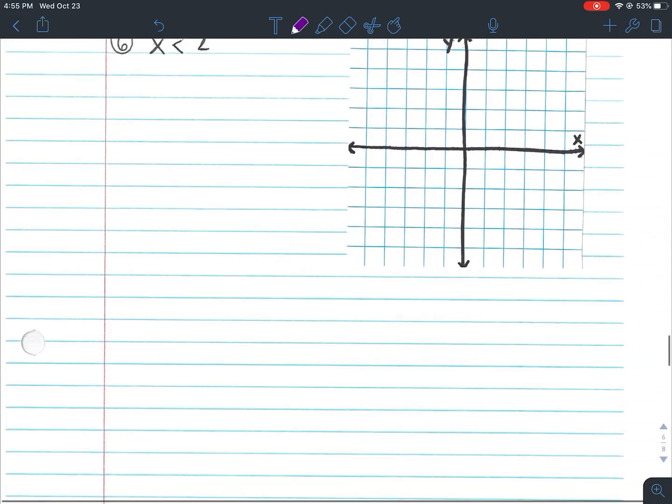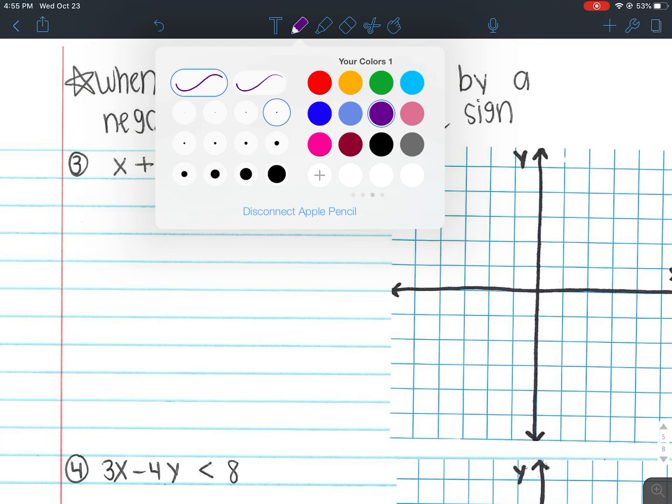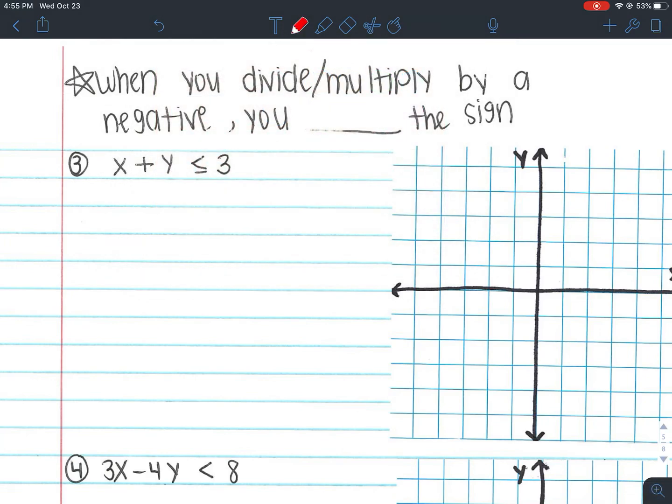Okay. And then we're almost done with the notes. We just have, I think, 4 more examples left, so we're almost done. On this page, you're having to graph inequalities again, but these inequalities aren't in slope-intercept form already, and we have to get it in slope-intercept form.